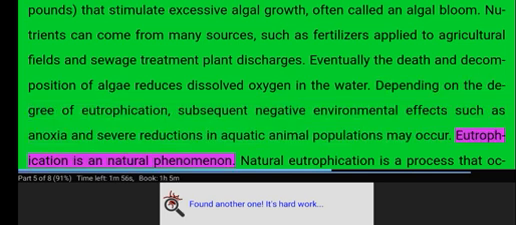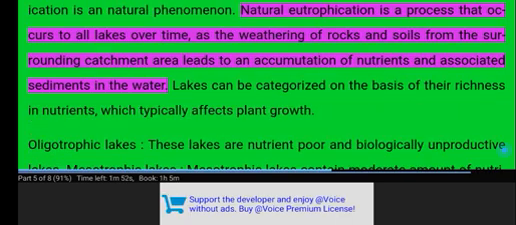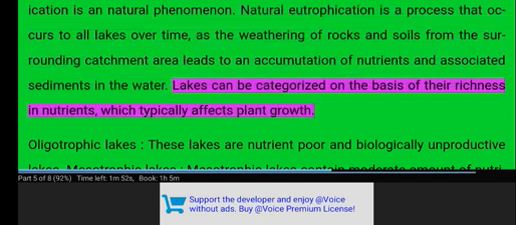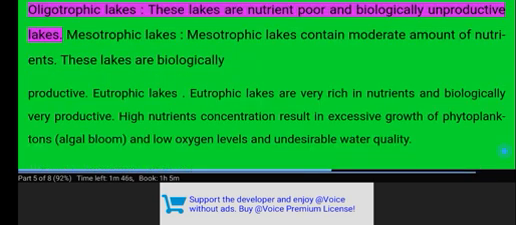Eutrophication is a natural phenomenon. Natural eutrophication is a process that occurs to all lakes over time, as the weathering of rocks and soils from a surrounding catchment area leads to an accumulation of nutrients and associated sediments in the water. Lakes can be categorized on the basis of their richness in nutrients, which typically affects plant growth. Oligotrophic lakes. These lakes are nutrient-poor and biologically unproductive lakes.